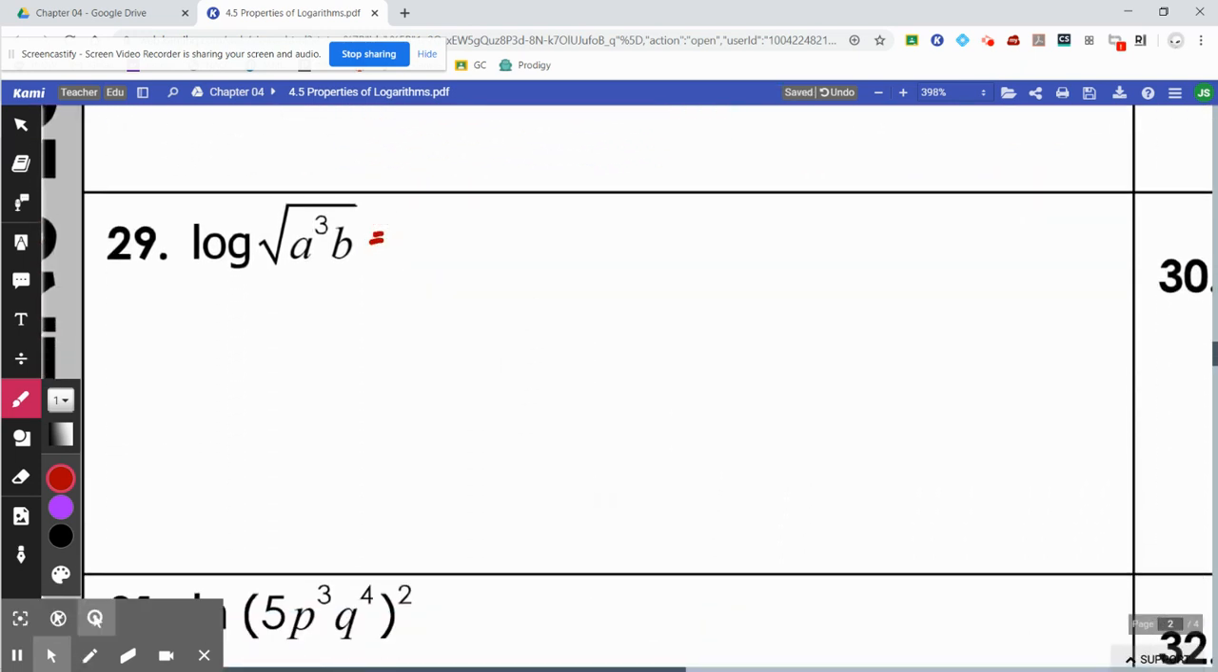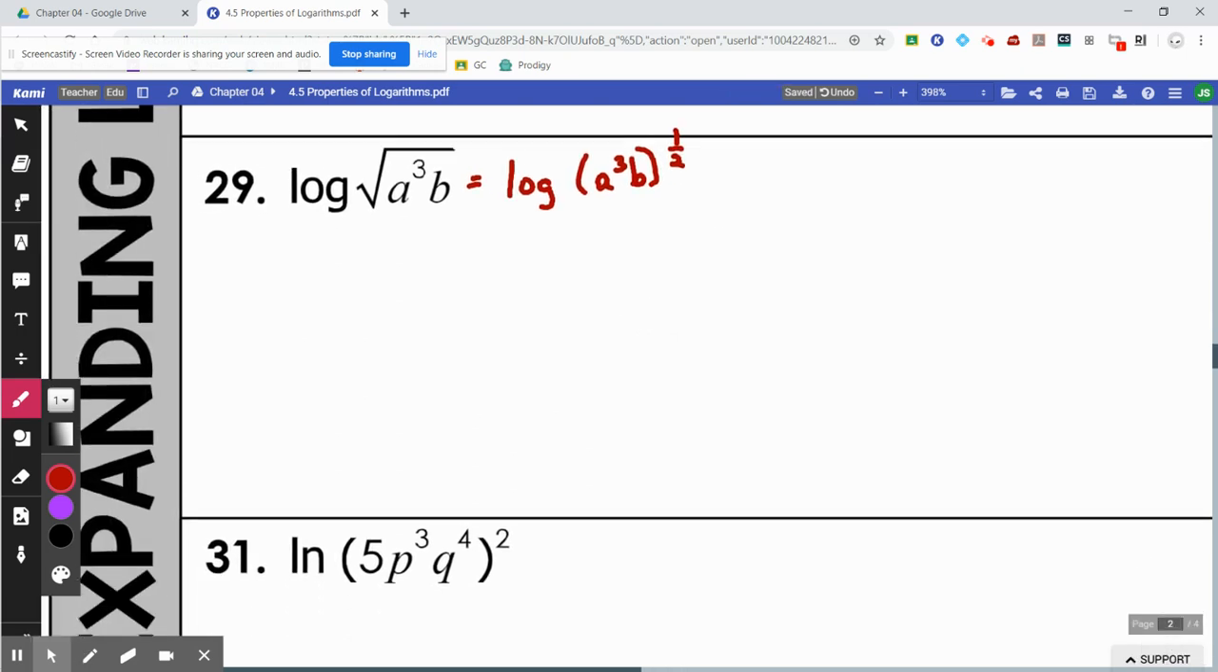Let's write it as an exponent. This would be the log, in parentheses, of a to the third b to the 1/2 power. And since that's not a sum or difference, we can just raise each of them to the 1/2 power. So that'd be log of a power to power, so multiply. That'd be 3/2, and b to the 1/2.